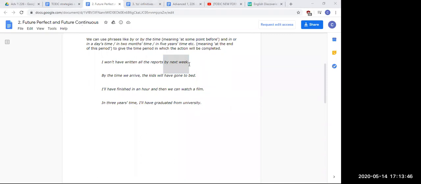Okay, so this is the time, this is the action. What have we got? So, "by the time we arrive," so this is the end time that we're talking about. And before the time we arrive, the kids will go to bed. The kids will have gone to bed. There we have "in an hour." So "in 1 hour's time, I'll have finished."